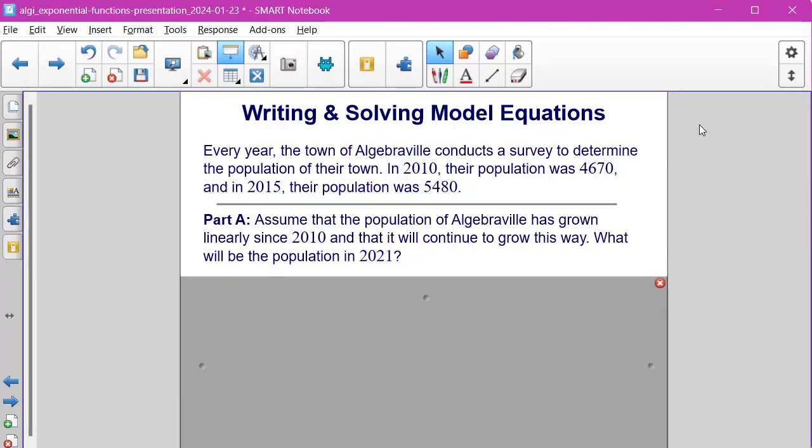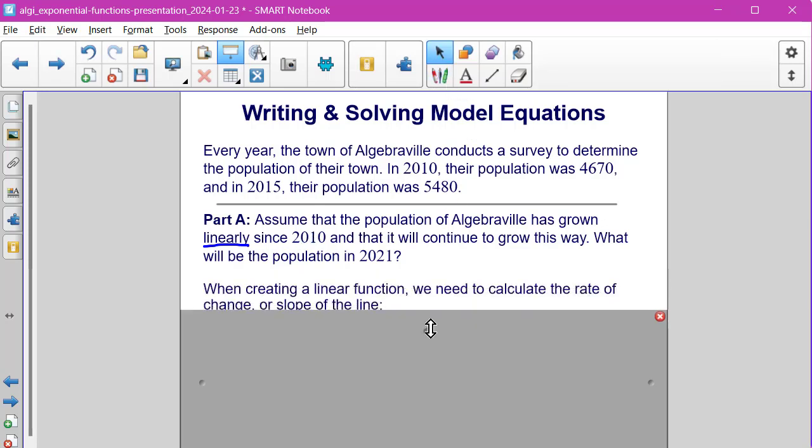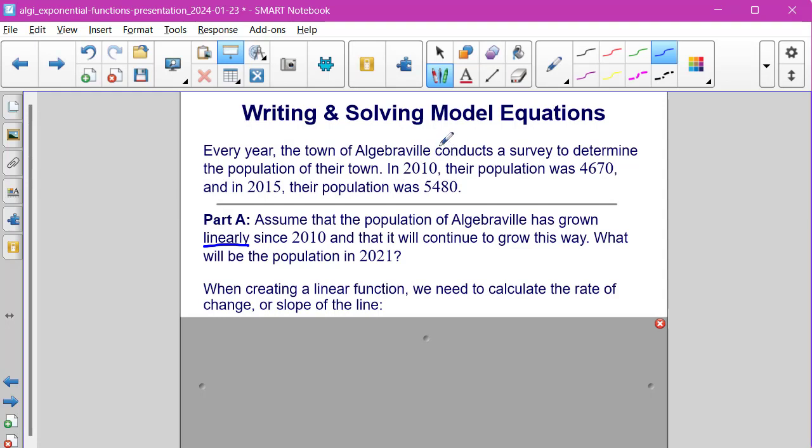Let's begin solving Part A. Assume that the population of Algebraville has grown linearly since 2010 and that it will continue to grow this way. What will be the population in 2021? The key term in this question is linearly. That means we need to find the equation of a line. And the first step when finding the equation of a line is determining the slope, or in this application problem, its rate of change. And we're going to do that with the data points that are given to us in the problem.